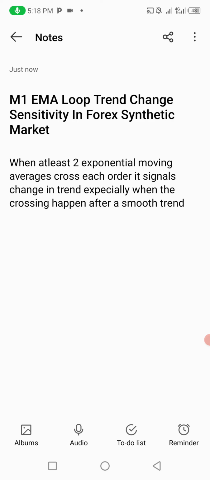So this question here: when at least 2 exponential moving averages cross each other, it signals a changing trend, especially when the crossing happens after a smooth trend. All these things I need to teach practically as I go to the MT5 chart so that it will be more understandable.